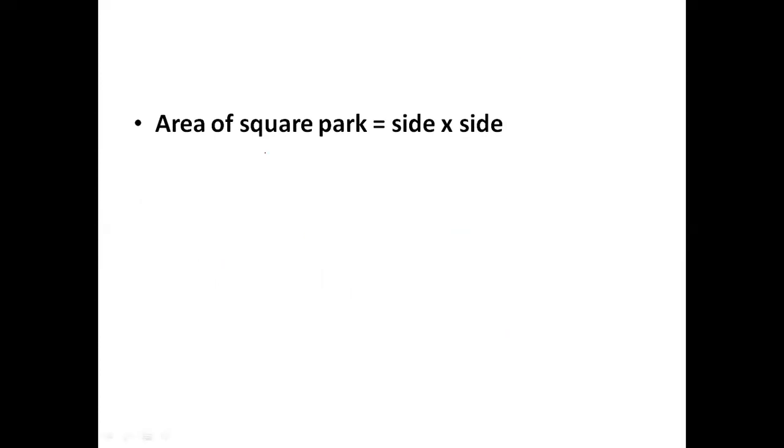So the area of the square park will be side multiplied by side, which will be 8 multiplied by 8. So 8 multiplied by 8 you need to do. Eight multiplied by 8 is 64.